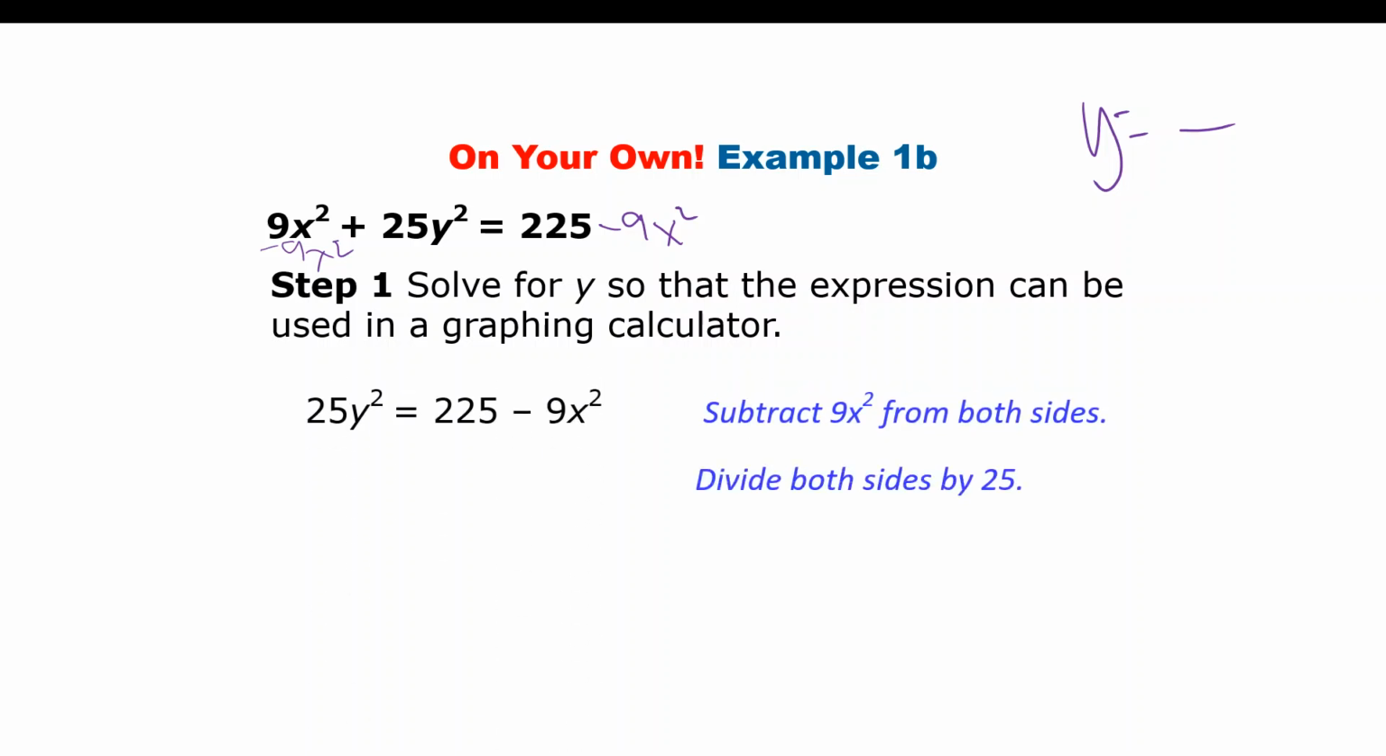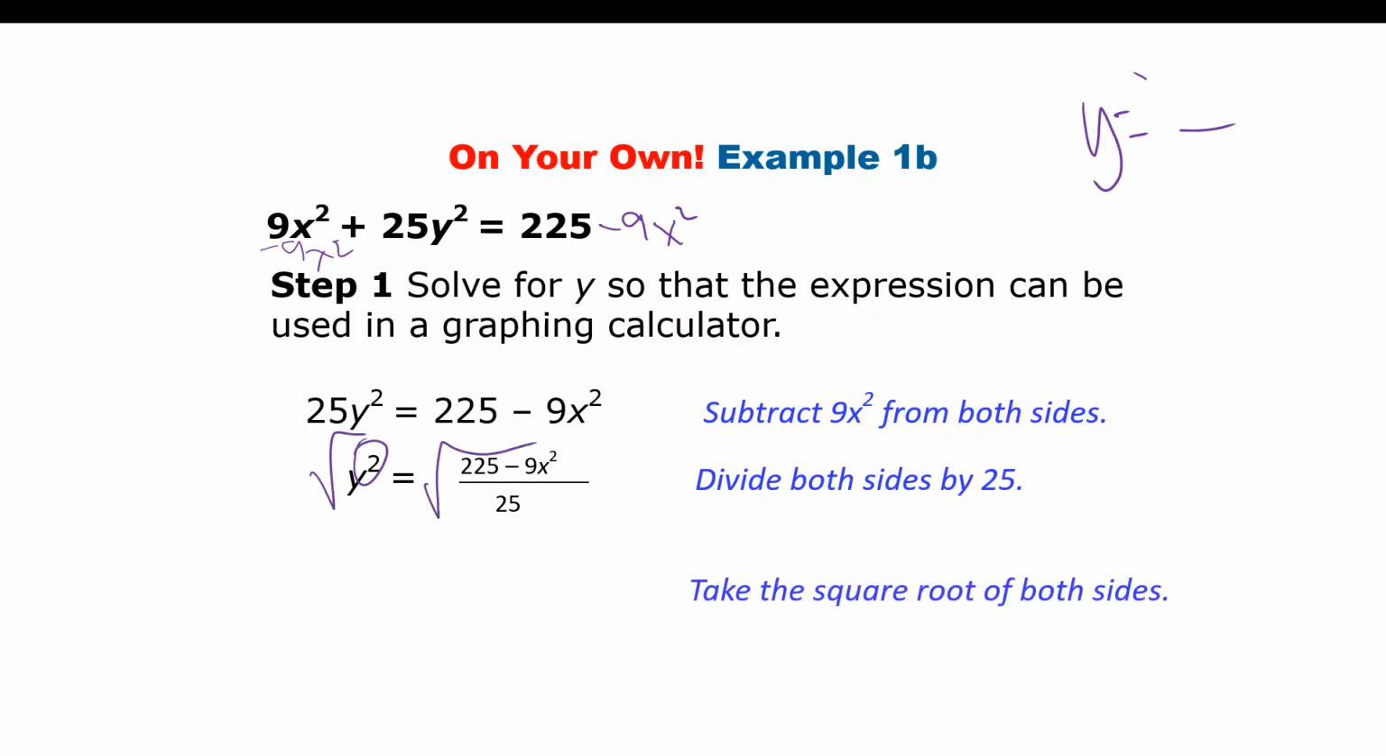Next, we want to divide both sides by 25. All right, so now notice that I'm almost there. I've almost hit my y, but I have y squared. So let's take the square root of both sides. And when I do that, I end up with y equals plus or minus the square root of 225 minus 9x squared over 25.